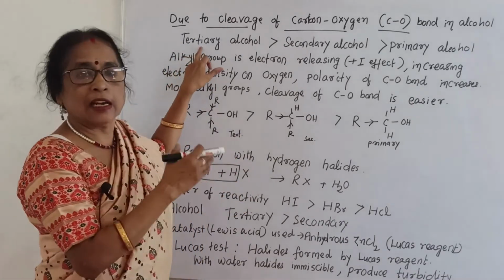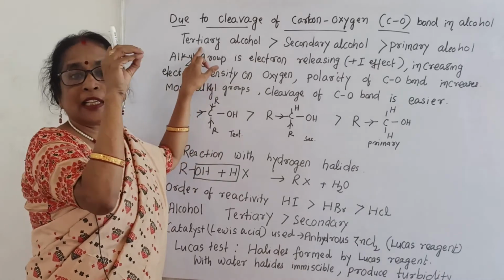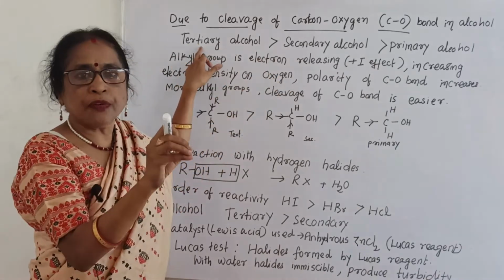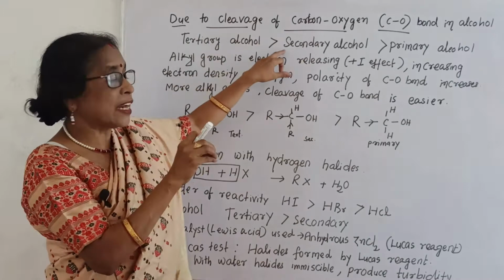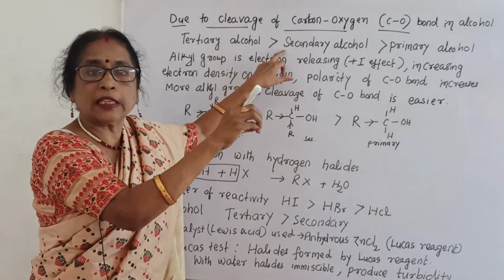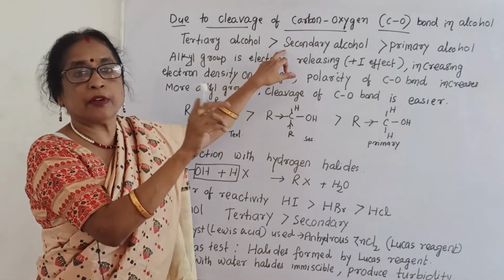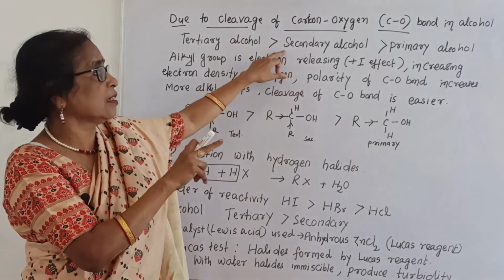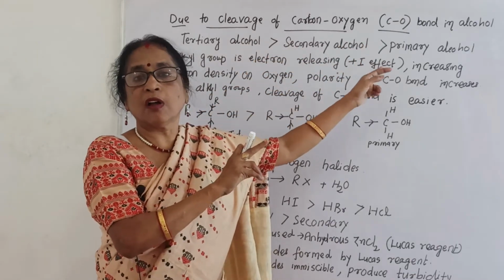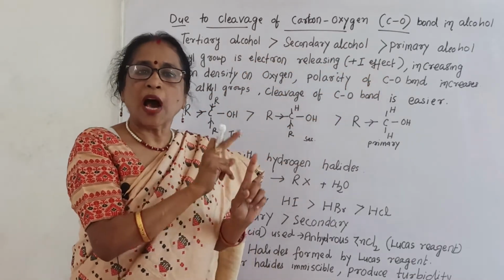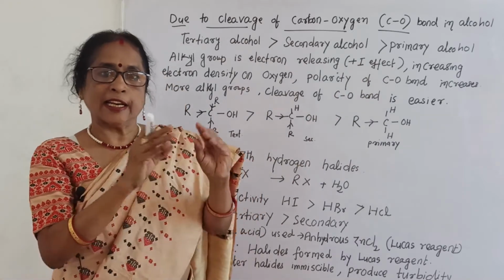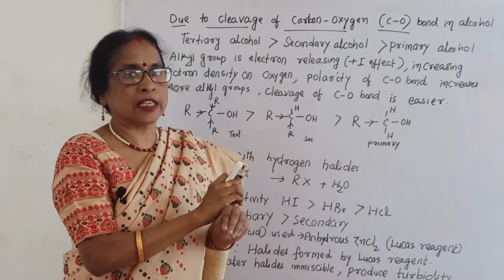In tertiary alcohol, 3 alkyl groups are attached to the carbon and there is no free hydrogen atom. In secondary alcohol, there are 2 alkyl groups attached to the carbon and only 1 hydrogen. In primary alcohol, only 1 alkyl group is attached and there are 2 hydrogen atoms attached freely.